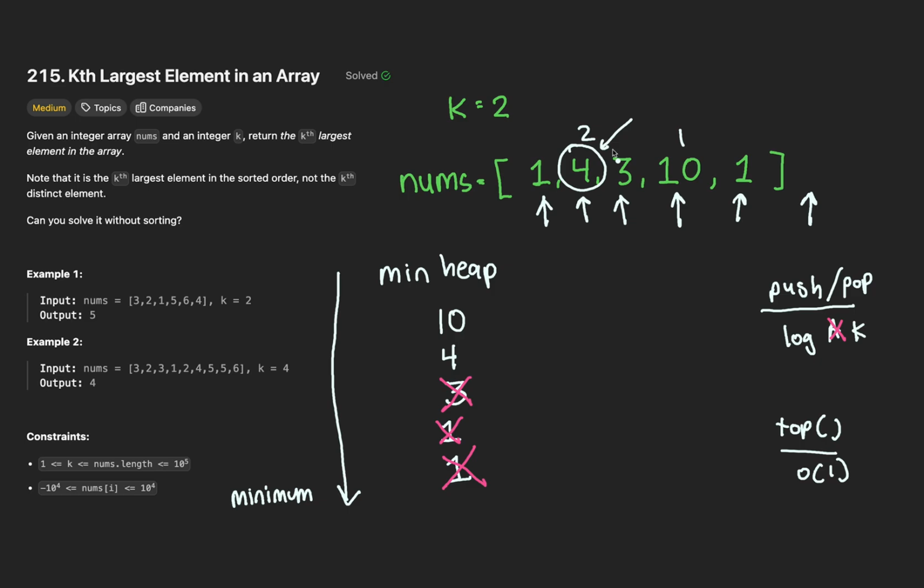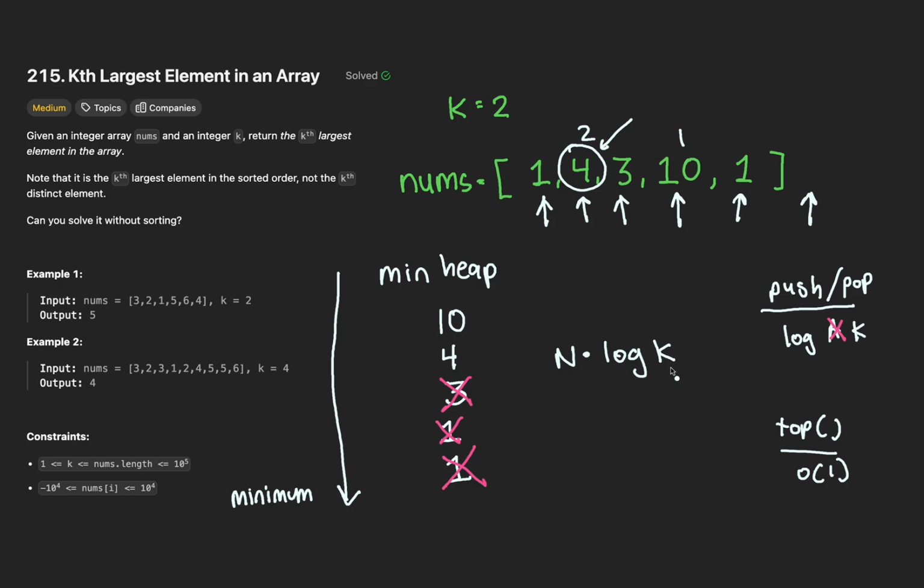Okay, what is the time complexity? Well, we looped through all n elements, so that's for sure an n. But then on any given iteration, we might have pushed in log k, but also popped with log k. So to be exact, that's 2 times log k, which just boils down to a singular log k.